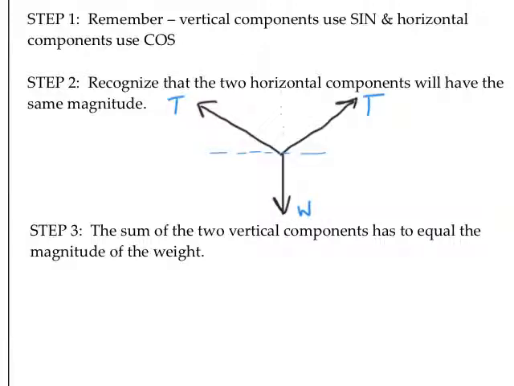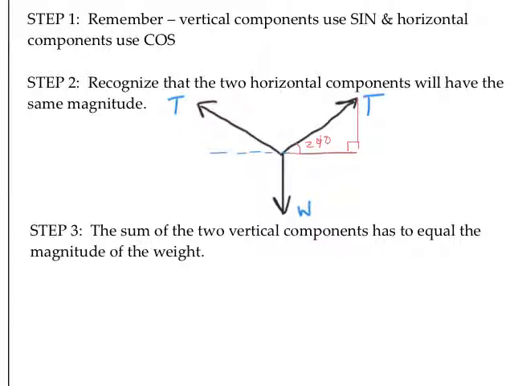So a couple of things to note when we go to solve this problem. Remember, our vertical components will use sine and the horizontal components will use cosine. So from looking at our picture, we want to recognize that the two horizontal components are going to have the same magnitude. So if we were to drop a line straight down from each of our forces and make a right triangle, we know that this is 24 degrees.